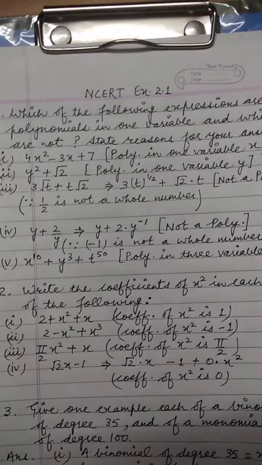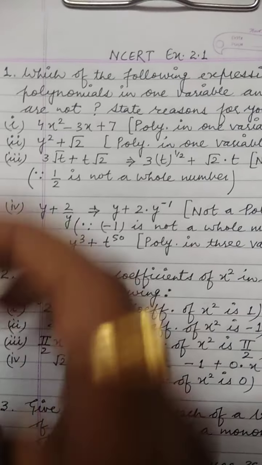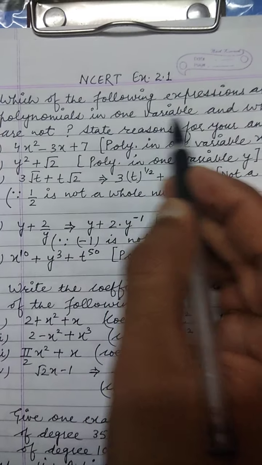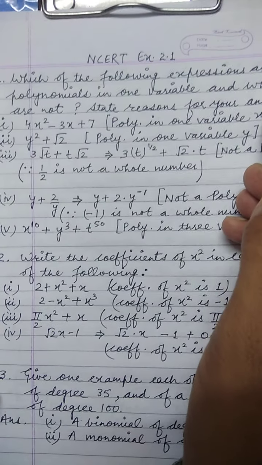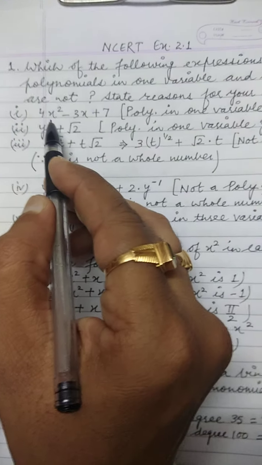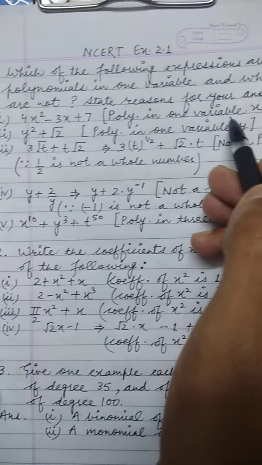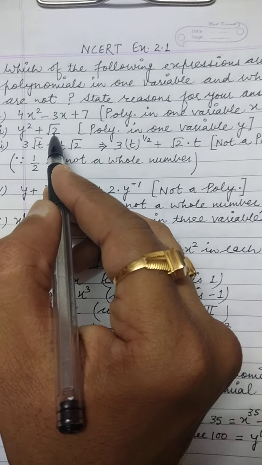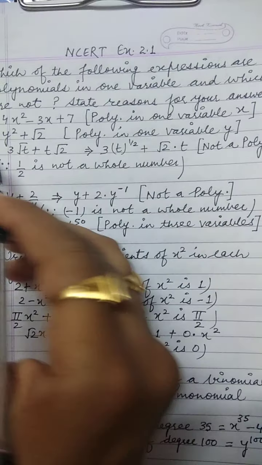Now come to our exercise number 2.1, which is a very simple exercise. For the first question, we have been asked which of the following expressions are polynomials in one variable and which are not, and to state reasons for your answers. So the first part is 4x² − 3x + 7. It is a polynomial in one variable x, you can see. In the second part, y² + √2. Here also it is a polynomial in one variable y.